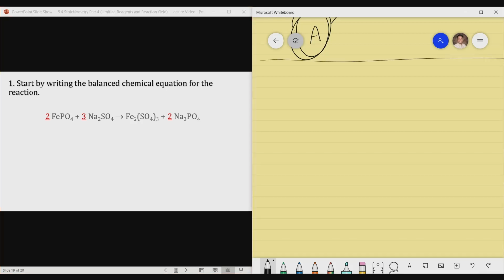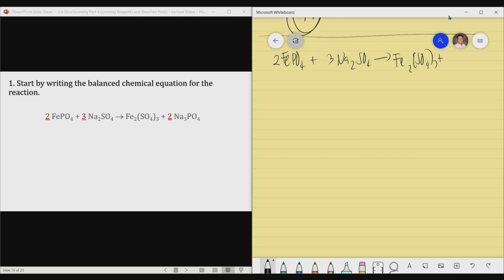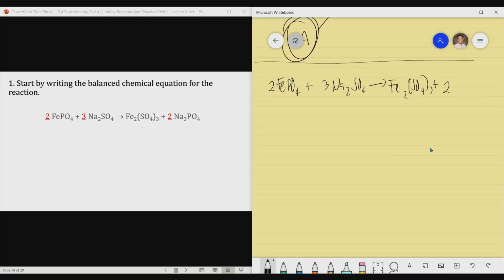So to save time, I already provided the balanced chemical equation. You have 2 FePO4 added with 3 Na2SO4 yields to your iron 3 sulfate. Okay. And then you just zoom it out. You have here 2 moles of sodium phosphate.